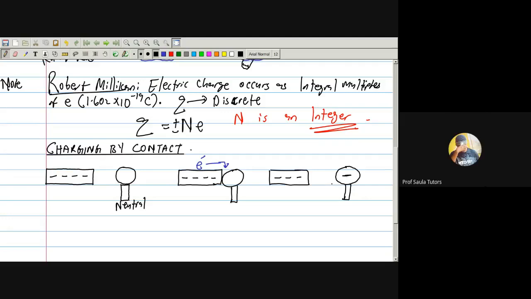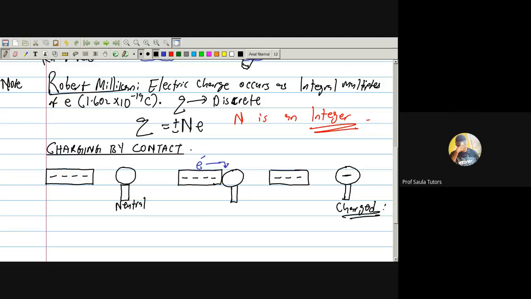So you can see how we've been able to charge a neutral metallic sphere by touching it with a negatively charged metallic object. So this one is now charged. Are we together? It's charging by contact. From the name, you observe that we charge by bringing a charged object close to a neutral object, and they will be in touch with each other.